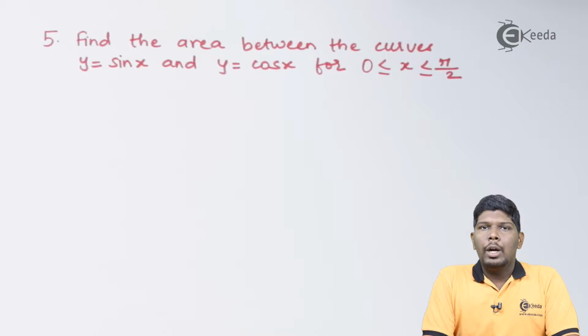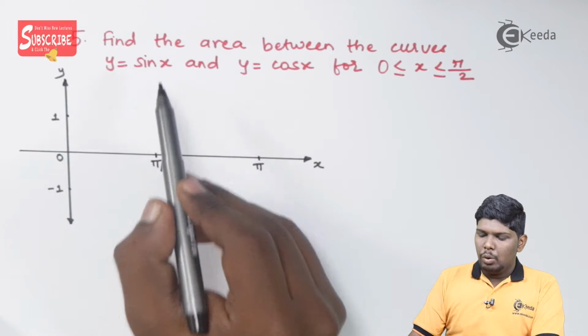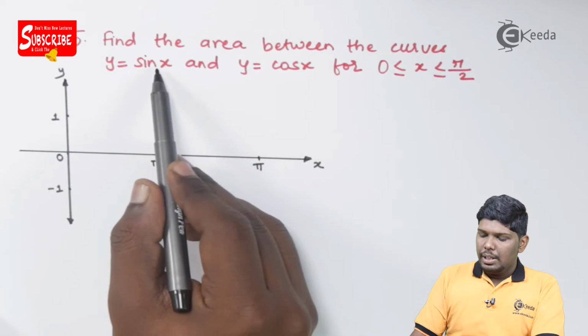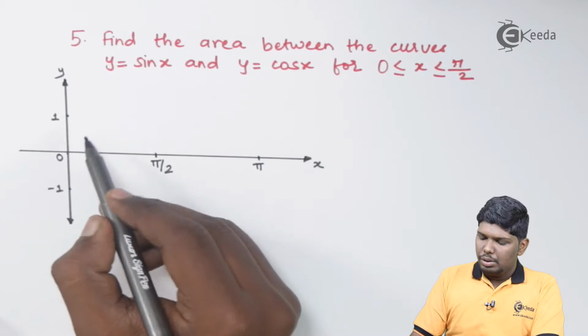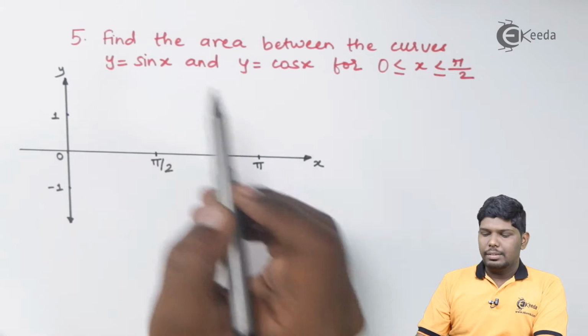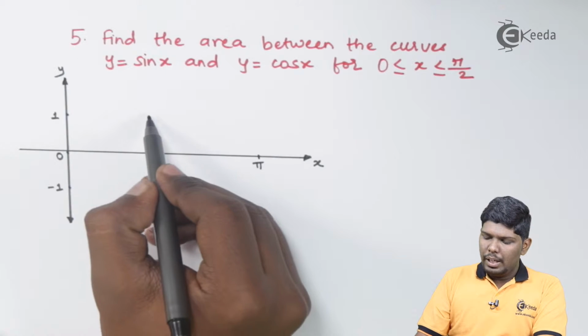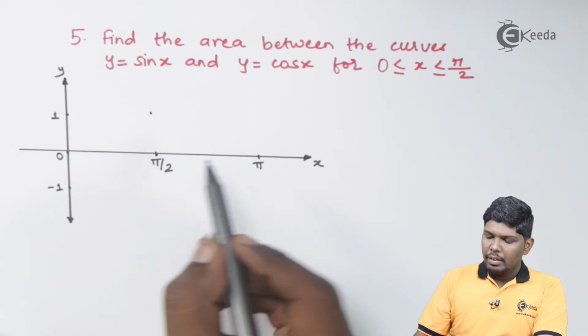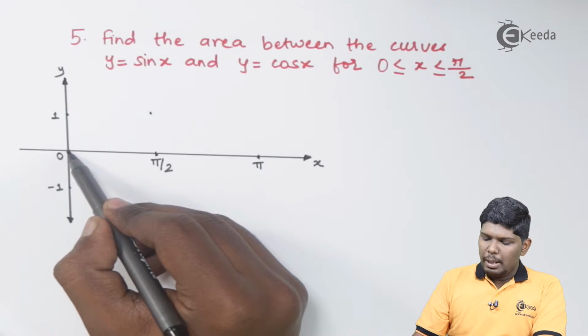So let us start by drawing the graph of sin x and cos x for the given interval 0 to pi by 2. Let us first draw the curve of sin x. We know that sin 0 is 0, sin pi by 2 is 1 and sin pi is 0. So first we can draw the curve y is equal to sin x. For that we know that sin 0 is 0, sin of pi by 2 will give you 1 and sin of pi will again give you 0.